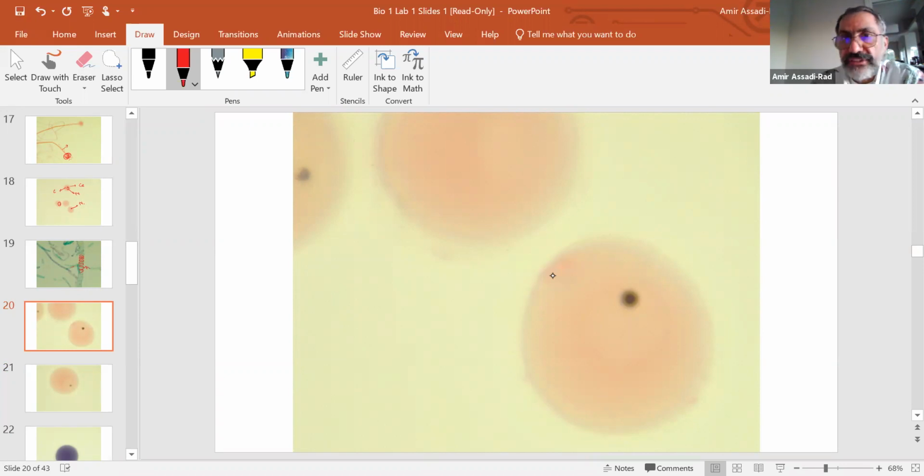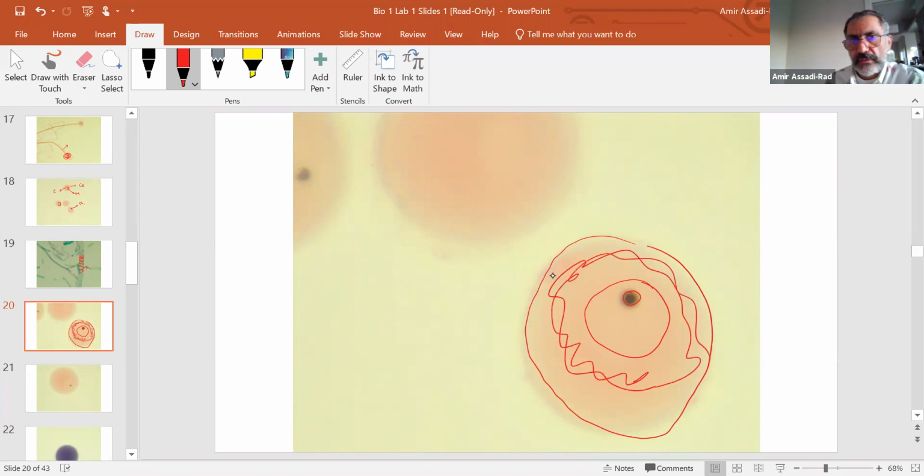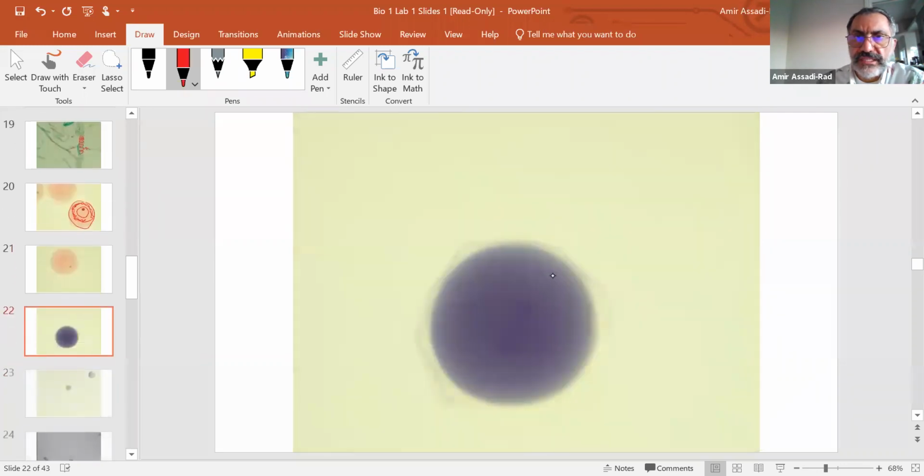Here again, the starfish egg, which is not fertilized. Right here is the egg, right here is the nucleolus, and right here is the cell membrane, and right here is the cytoplasm. Okay. Again, same thing again. Starfish unfertilized egg.